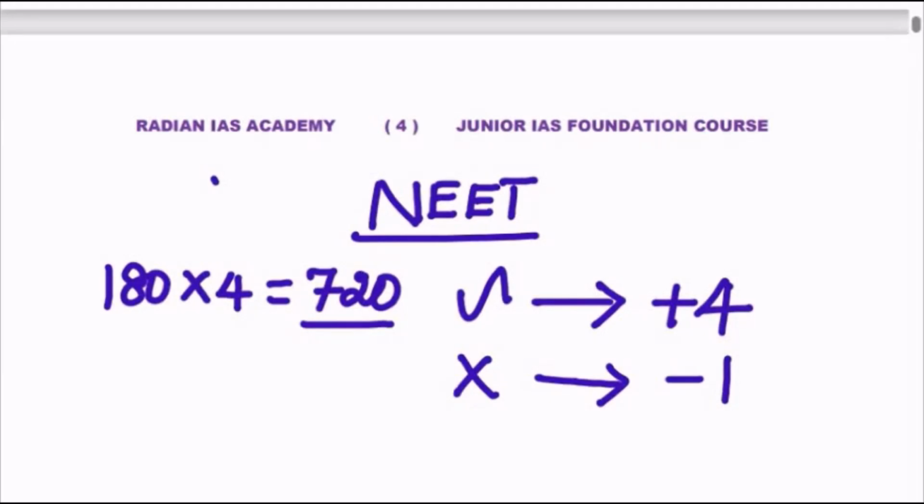So total number of questions 180. 180 into 4, you'll get 720. The expansion of NEET, as mentioned by Sanjay. Very good. National Eligibility Cum Entrance Test. That is the expansion of NEET. So many do not know. Even the people who applied for NEET, many may not know the expansion of NEET.